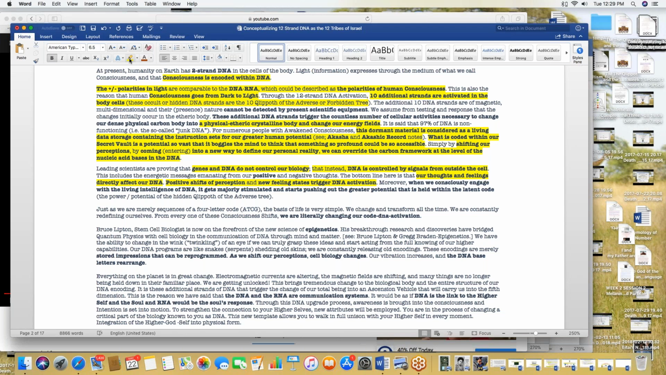There is no defeat. Only one holistic thought. And that one holistic thought is that I'm going to activate this DNA by whatever means necessary and become this super being that I'm destined to become, that I am. Moreover, when we consciously engage with the living intelligence of DNA, it gets majorly stimulated and starts pushing out the great potential that is held within the latent code. And that latent code is the power or the potential of the hidden kalipoth of the adverse or forbidden tree.